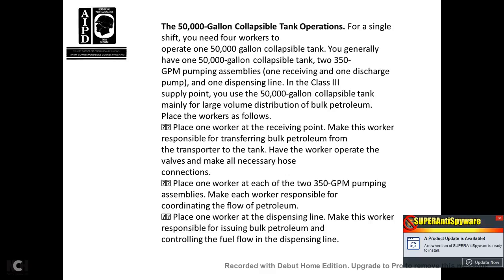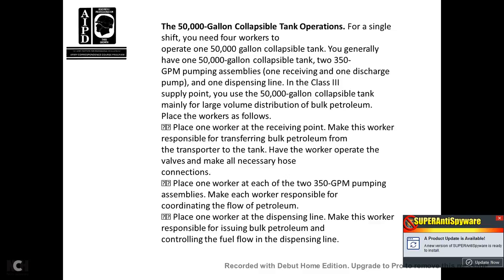50,000-gallon collapsible tank operation. For a single shift, you need 4 workers to operate the 50,000-gallon collapsible tanks. You generally have one 50,000-gallon collapsible tank, 350-gallon pumping assemblies, one receiving pump, one discharge pump, and one dispensing line in the Class 3 supply point. You have the 50,000-gallon collapsible tank mainly for large volume distribution of bulk petroleum.